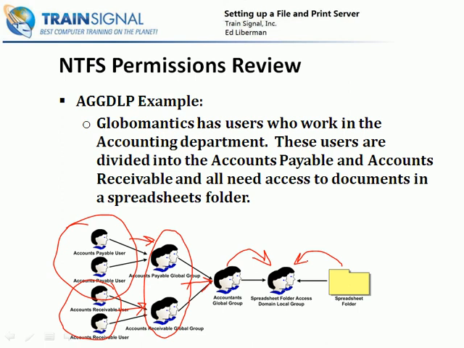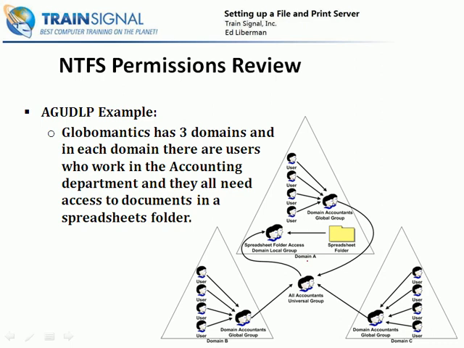Now, one more example I'm going to show you is the AGUDLP. Yeah, got a bit of a mess of a diagram going on here now, don't we? Now, GlobalMantix has 3 domains, which actually we do, right? GlobalMantix, North America, and Asia. And in each of these domains, there are people who work in the accounting department, and they all need access to documents in a spreadsheets folder, and that spreadsheets folder happens to reside in, here I've just listed it as domain A, B, and C. In our structure, this could be globalmantix.com versus North America and Asia.